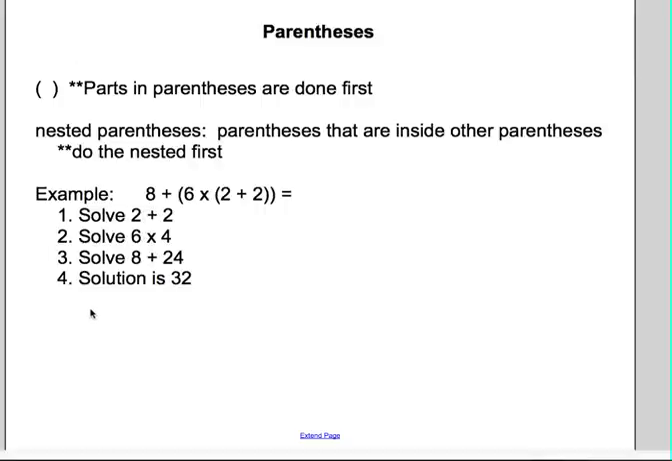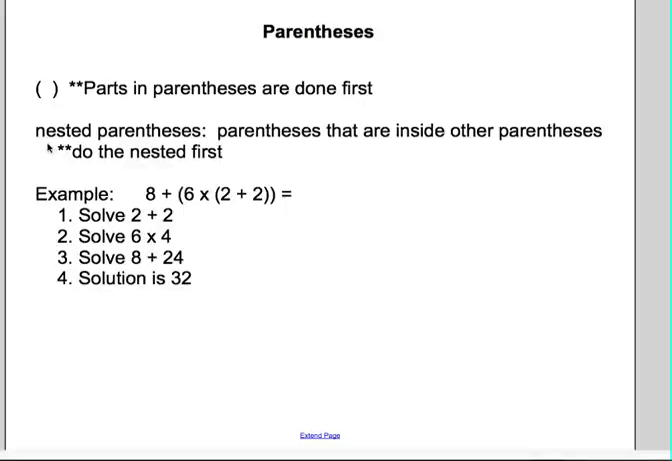So let's talk about this. Okay, when you have parentheses, these symbols, what it means is that parts in the parentheses are done first. I always think of it as kind of like little symbols that say, do me first, do me first. Okay, so you see those parentheses, your eyes go right to them and know that I need to solve whatever is inside here before I can continue on with the rest of the problem.